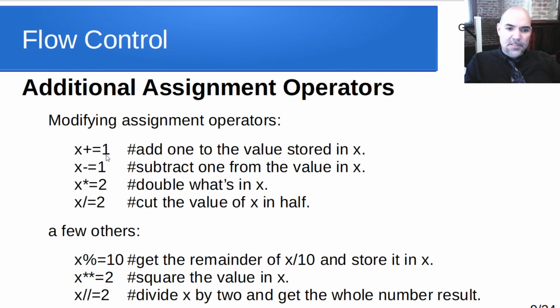Now, there are some other modifying assignment operators as well. Instead of just plus equal, there's also minus equal, times equal, divided by equal. And they do the same thing, like minus equal subtracts whatever is over here. And these don't have to be constants. This could be any expression over here. It could be other variables. It could be something other than 1 and 2. But notice that x times equal 2 would double what's in x. X divided by equal 2 will cut the value of x in half. And we could change these numbers to be whatever we want over here.